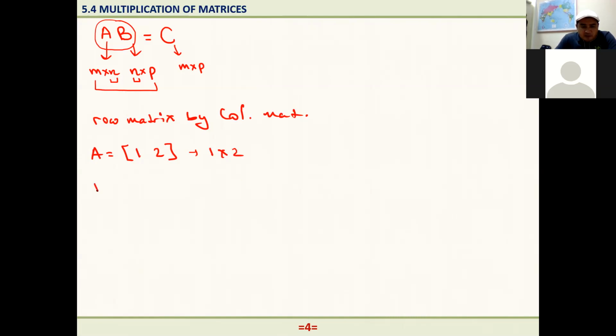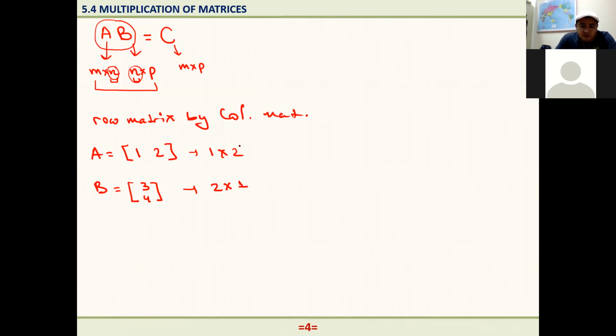If I want to multiply this by B, this B must have what? 2 rows at least, right? Actually, not at least, exactly 2 rows. And how many columns? It doesn't matter, because the number of columns of A must be equal to the number of rows of B. So here, B, let's say, is 3 and 4. Now, what is the order of this matrix? That is 2 by 1. It has 2 rows and 1 column. The first matrix has 1 row and 2 columns.